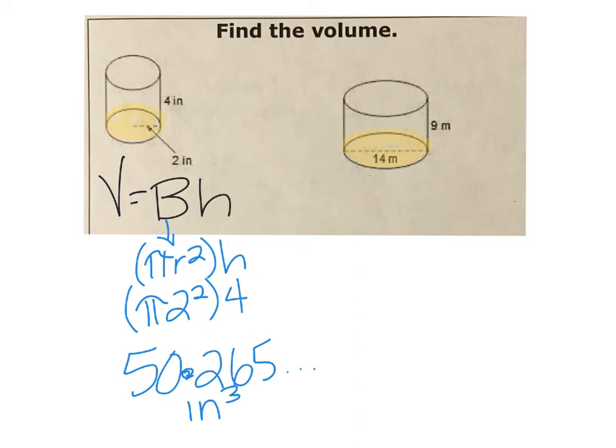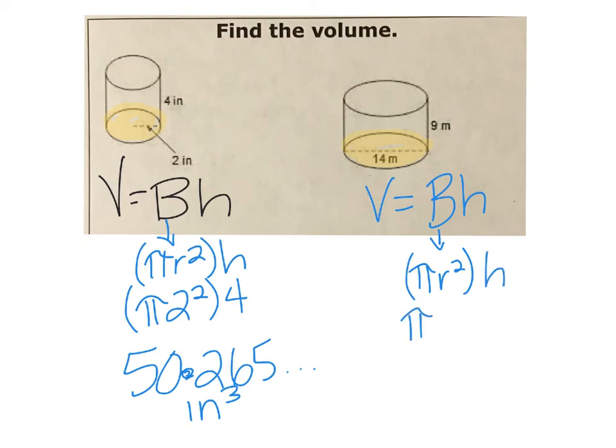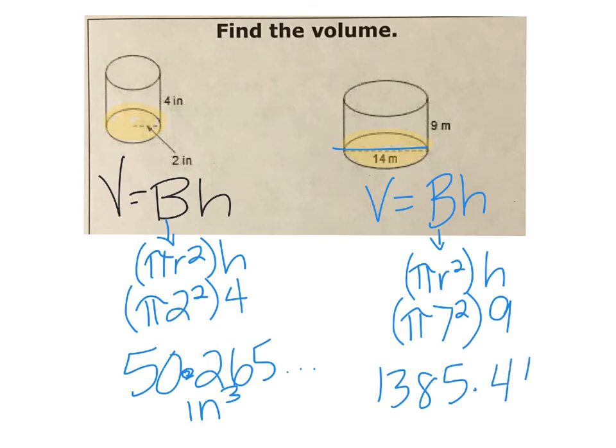Next one, same formula. V equals BH, but that big B stands for the area of the base, which in this case is a circle, times the height. So pi times half of this, because this is the diameter, squared, and then times the height. So pause the video, make sure you know how to do that, and then you should get that right there, and that is meters cubed.